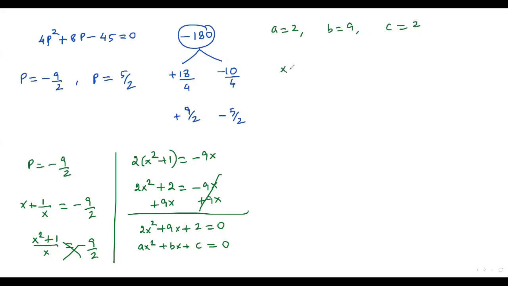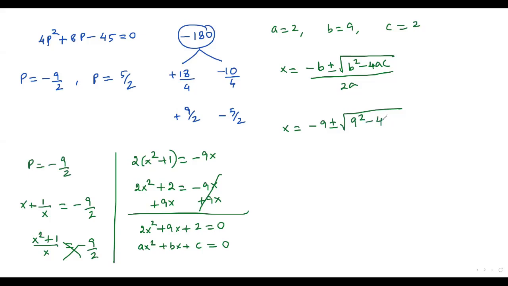Now we have the quadratic formula, that is x equals negative b plus or minus the square root of b squared minus 4ac, over 2a. Okay, now let me plug in the values over here. x equals negative 9 plus or minus the square root of 9 squared minus 4 times the value of a, which is 2, and the value of c is also 2.